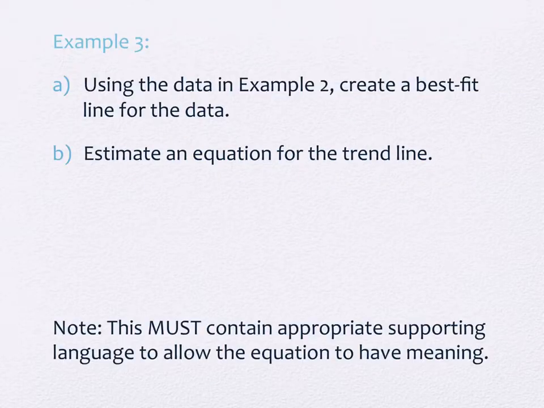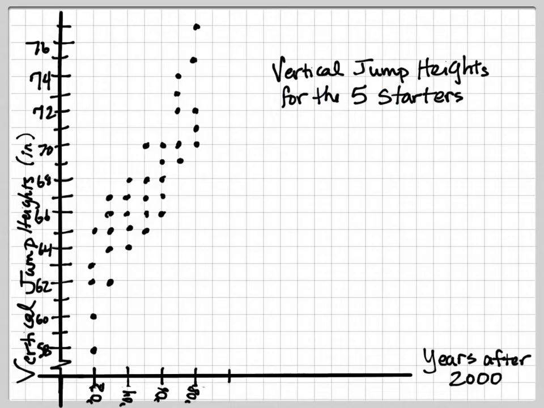So this is the next example. Example 3 says, using the data in example 2, create a best fit or trend line for the data. And then in part B, it says to estimate an equation for it. So over here, we're trying to sort of balance, it's not exactly true, but we're kind of trying to balance the number of dots above and below. Does that make sense?